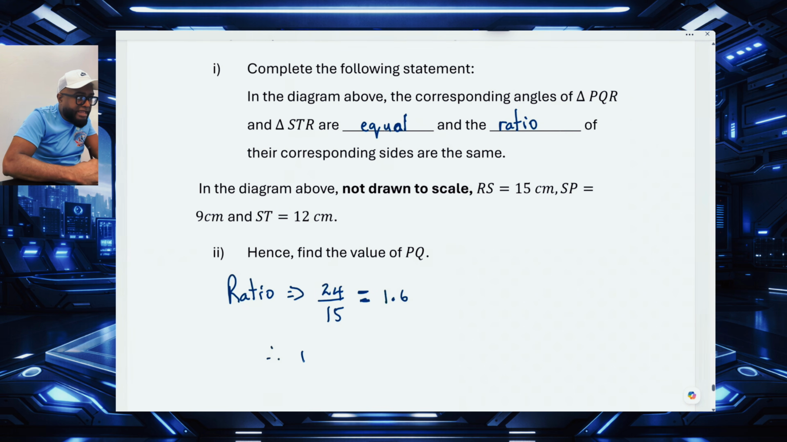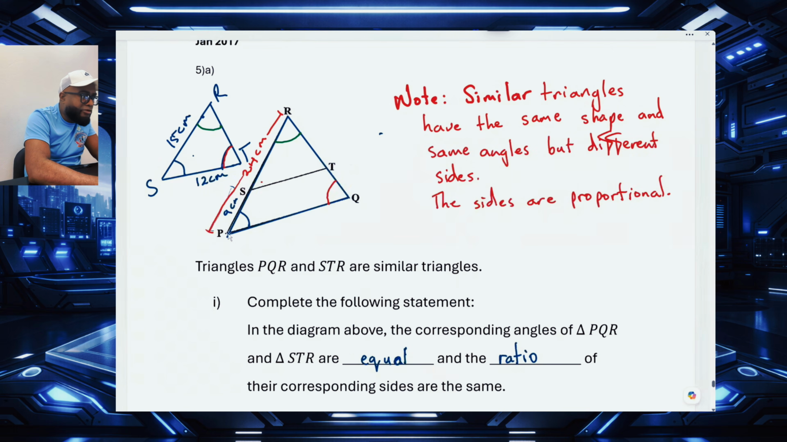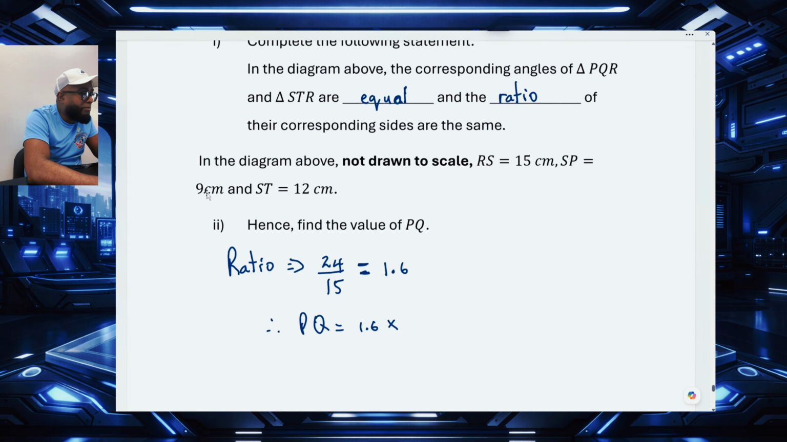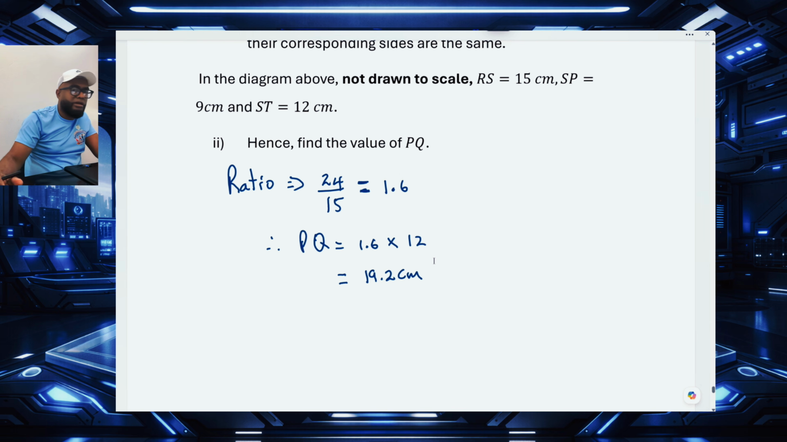So therefore, PQ would be equal to 1.6 multiplied by its corresponding side. PQ is the base here. So what side in this triangle is in the same position as PQ? ST, which is 12. So you multiply 1.6 by 12, and you will get what PQ is. What did you get? 19.2 centimeters is what PQ would be. How are we looking there?